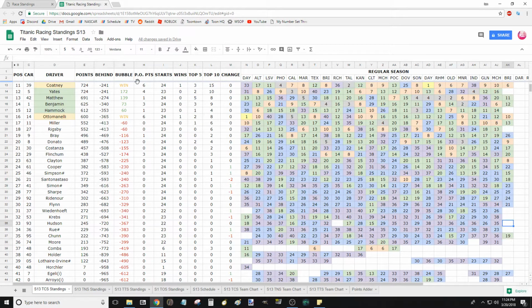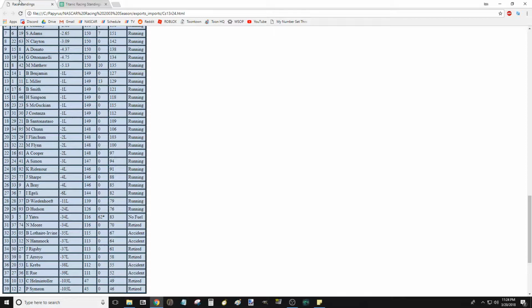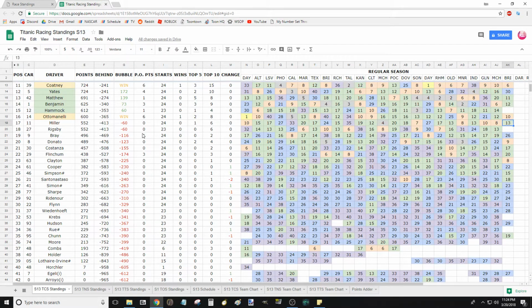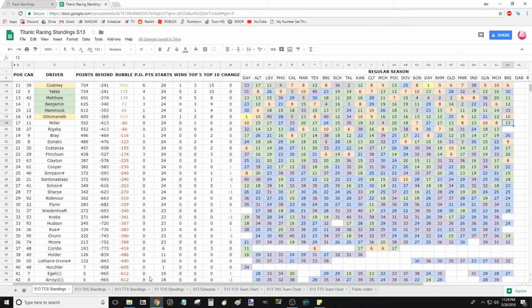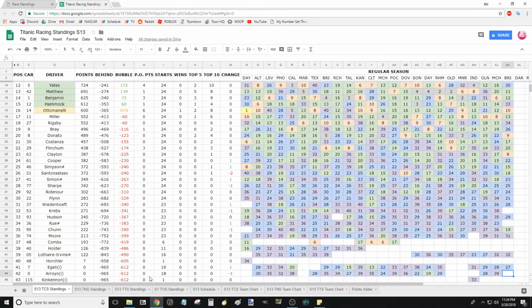Weidenhoft would be this one. Hudson, and Yates is a little bit further up. More Lothair and Hammock. 31, 32, and 33. Right there. Rigsby, Arroyo, and Krebs. Rigsby is this one. And these other guys are further down, 35, and Krebs is 36.